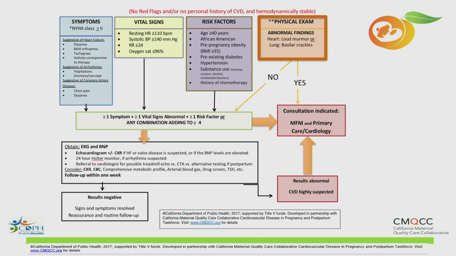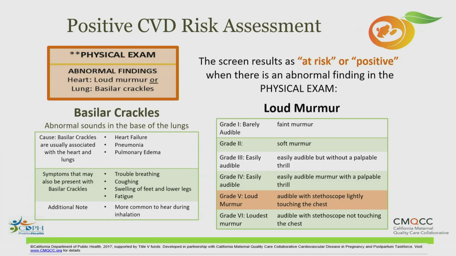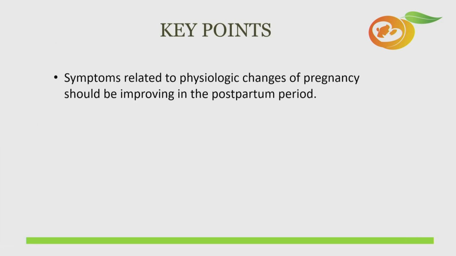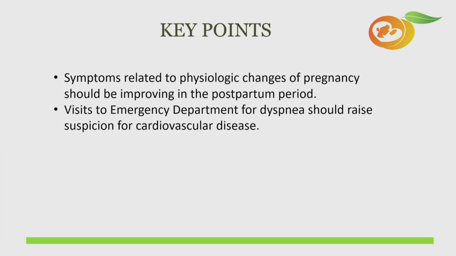All right, and so for this one, this is abnormal findings, so this is all in a category by itself. If you have a patient with a loud murmur or bibasilar crackles, they automatically go to consultation, and likely that consultation should happen in the hospital. So it could be in triage and evaluated, and then potentially EKG, BNP, all right? Loud murmur is defined as audible with the stethoscope lightly touching the chest, and bibasilar crackles are usually found on inspiration. These symptoms should be improving in the postpartum period, so it's a warning sign if they're not. Multiple visits to the emergency department should raise your suspicion.